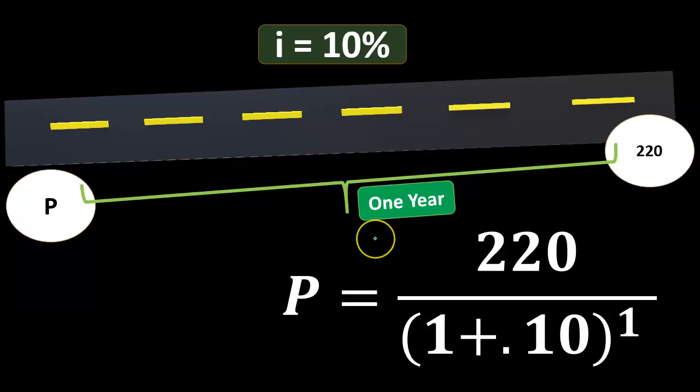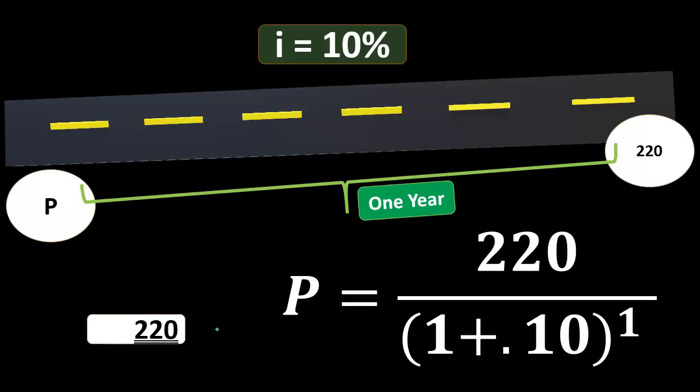If we consider this time frame to be 1 year, and we say that the future value, we have 220 future value. That's how much we're going to receive a year from now. And we plug this into our formula. P equals 220 over 1 plus 0.1. 10% is going to be our rate to the 1 for 1 year. We're going to get the 200.